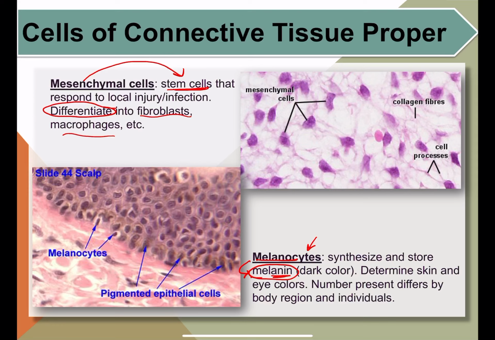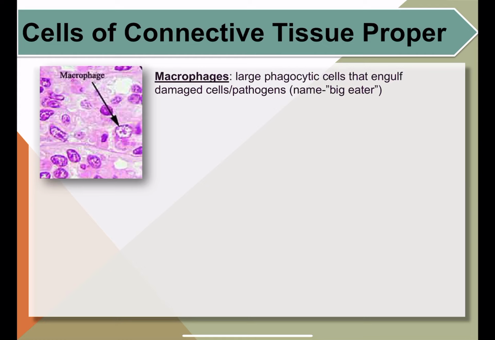Now, the number of melanocytes in different areas depends on body region and individuals. In darker skinned individuals, for example, we'll discuss in the next chapter that they tend to have larger melanocytes and also a more numerous amount of melanocytes.